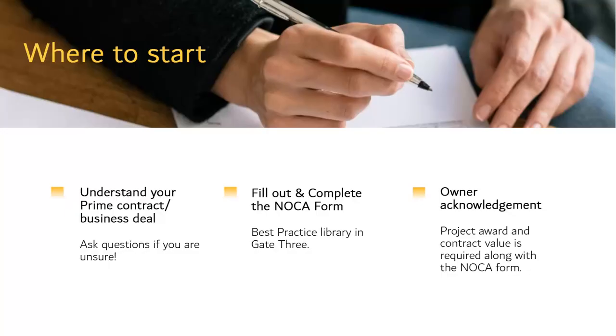The expectation is that you start by reading the prime contract. Understand your business deal. Ask questions if you're unsure. The Noka Form, also known as the Notice of Contract Award, should be accurately filled out and completed. The blank Noka Form template is available in Gate 3. Be proactive. Make sure you have the owner's official acknowledgement. Either the letter of intent or prime contract is required to be submitted to costing along with the Noka Form.